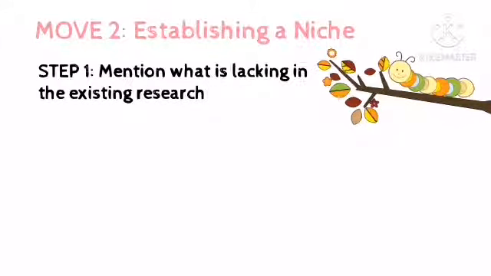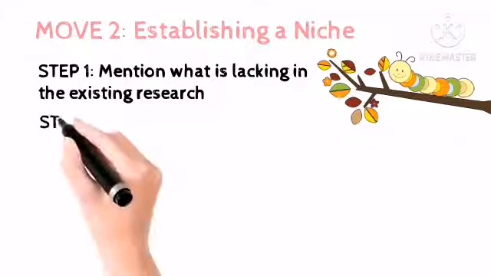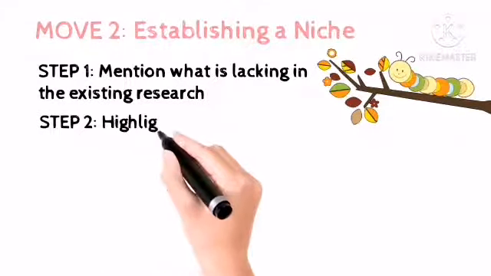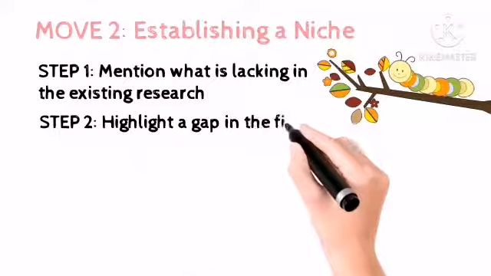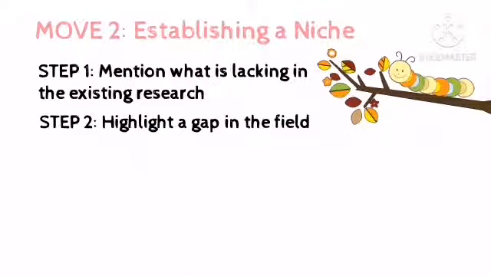So what you can do here is you have to show to the readers how it can contribute to the whole ecosystem of other researches. You have to show how it can be useful and how it can contribute to other researchers who will be reading your research report in IMRAD format. Now, the first step in establishing a niche is, number one, to mention what is lacking in the existing research.